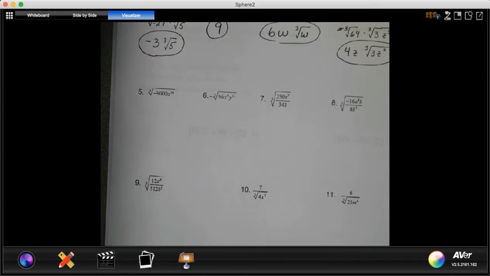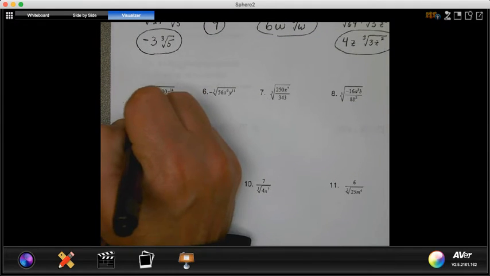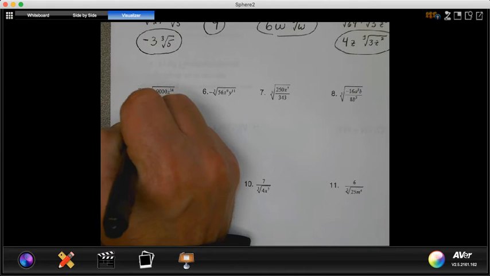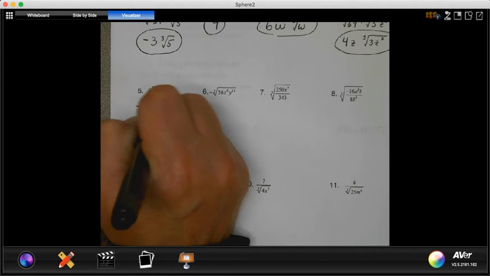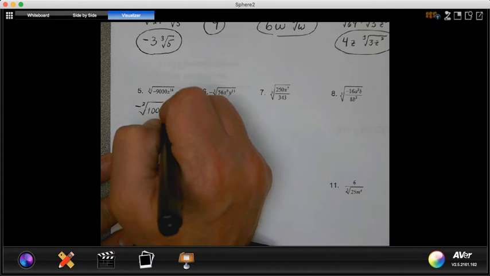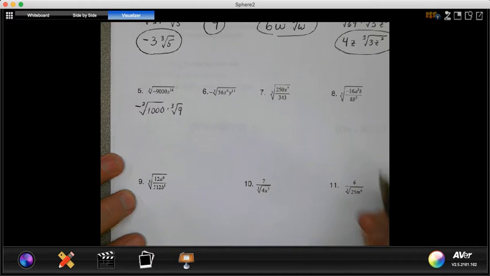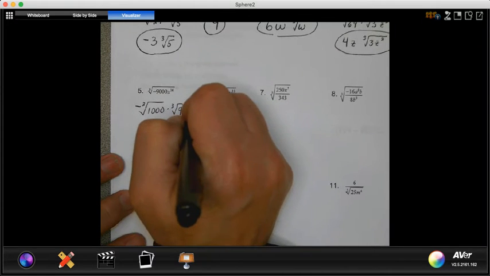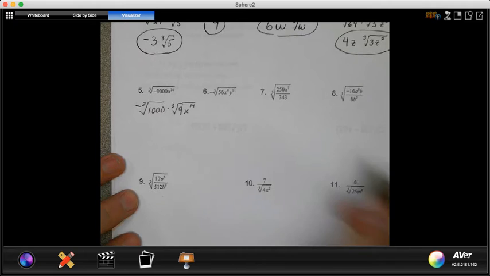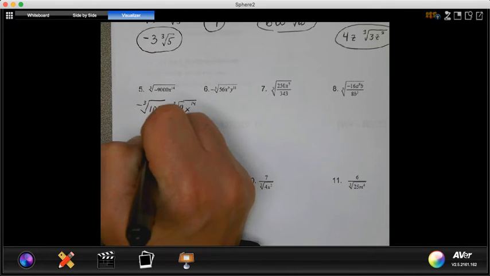All right. 5, I'm going to break it apart as negative cube root of 1,000. I can pull the negative out. And then that's times the cube root of 9. Don't get fancy and think that's 2. And then I have x to the 14th under the cube root. So the negative cube root of 1,000 is negative 10.